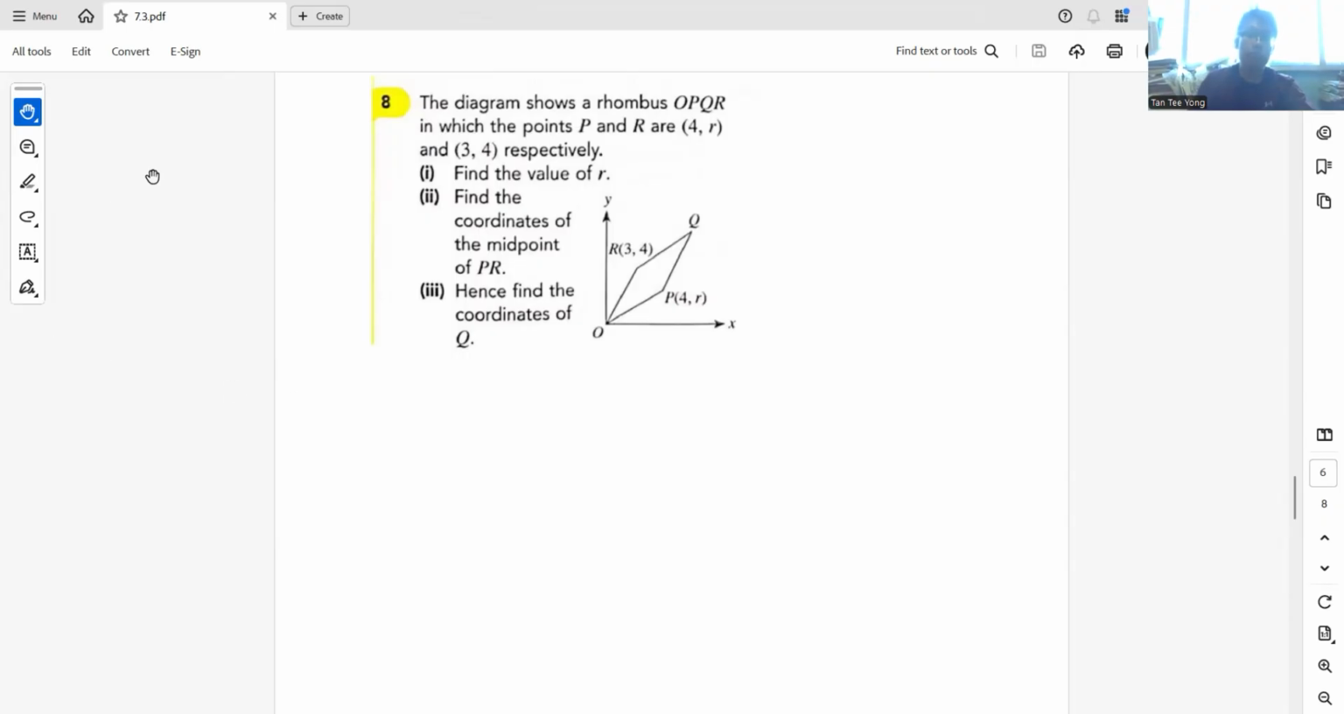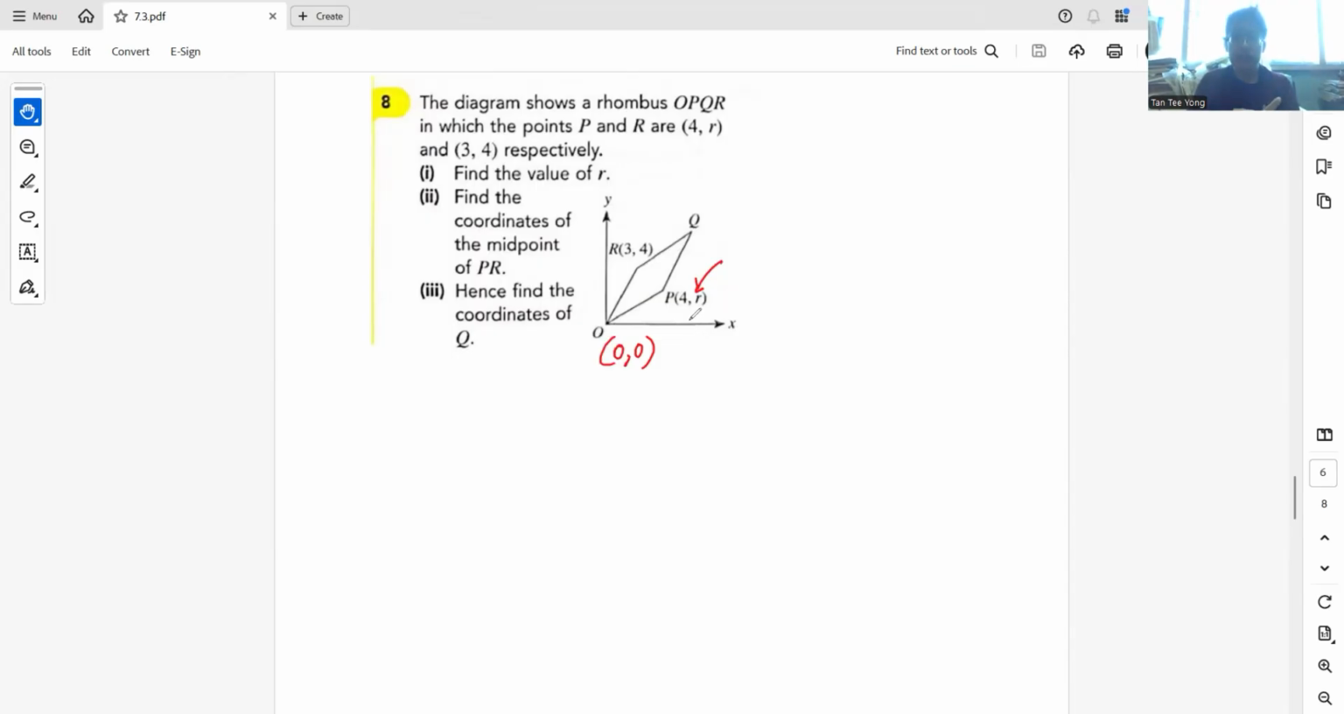So the diagram shows a rhombus in which the points P and R are given on the diagram. Origin here means (0, 0). Some students don't know, so just to remind you, it's (0, 0) for origin. Find the value of R. They want us to find this value over here.